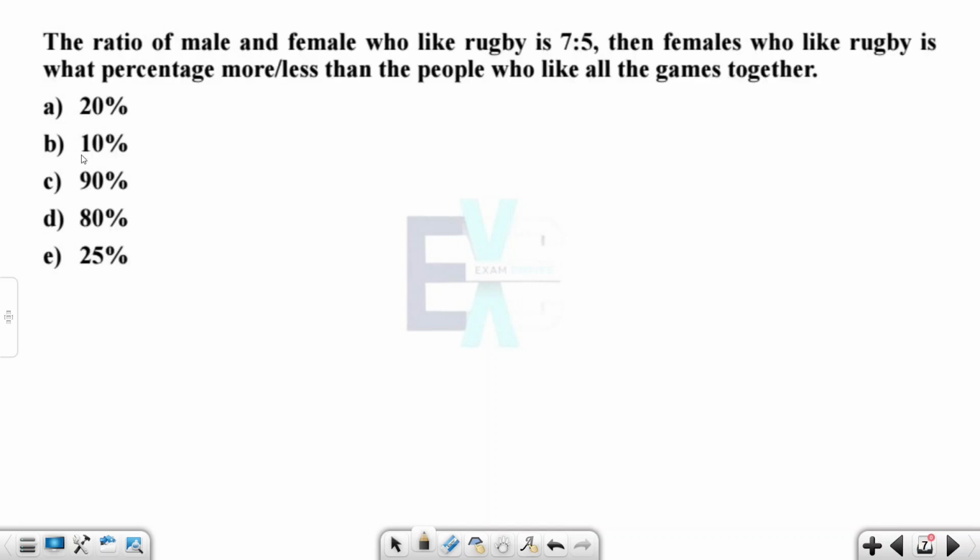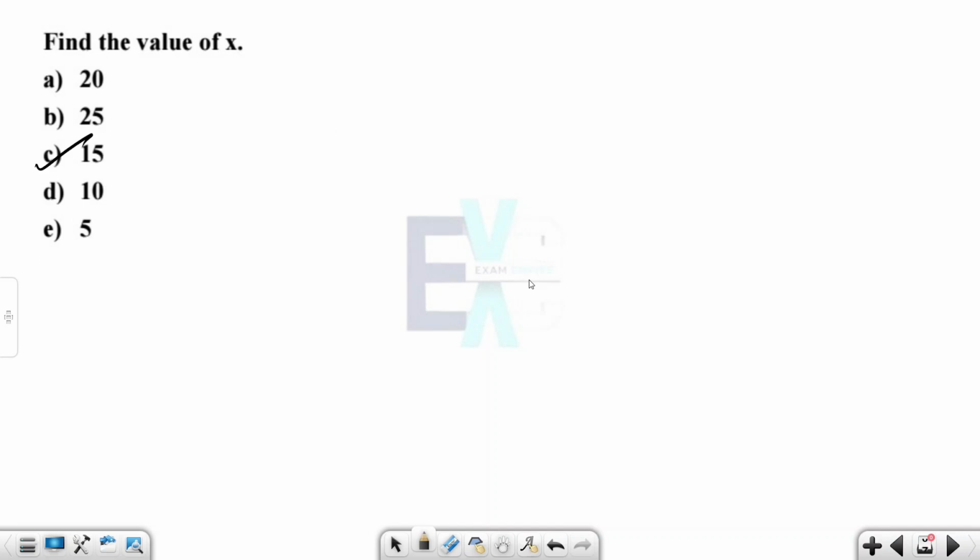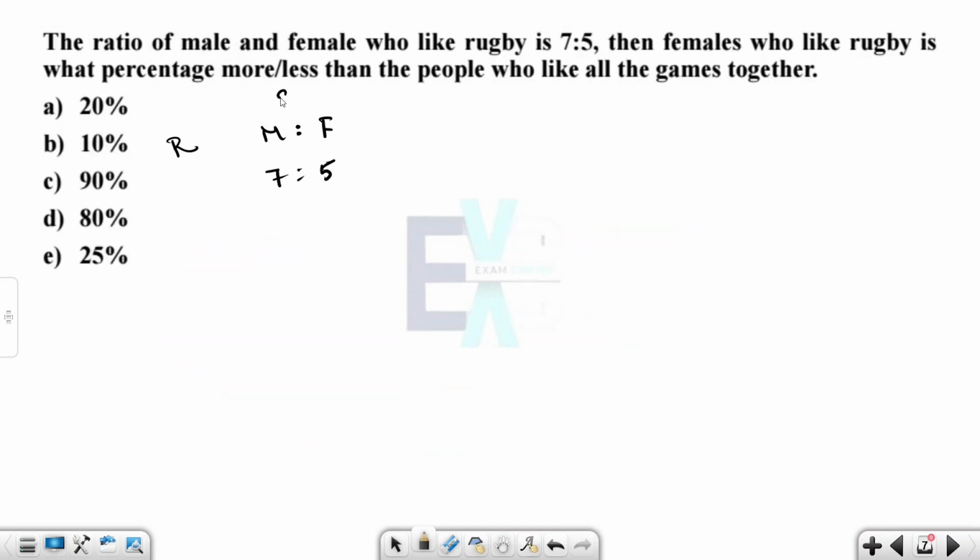Next one, the ratio of male and female who like rugby. Male to female who like rugby is 7 is to 5. So totally how many members play rugby? 96. So if I divide 96 in the ratio 7 is to 5, what will we be getting? We will be getting 56 and 40. Okay, so 56 males and 40 females.